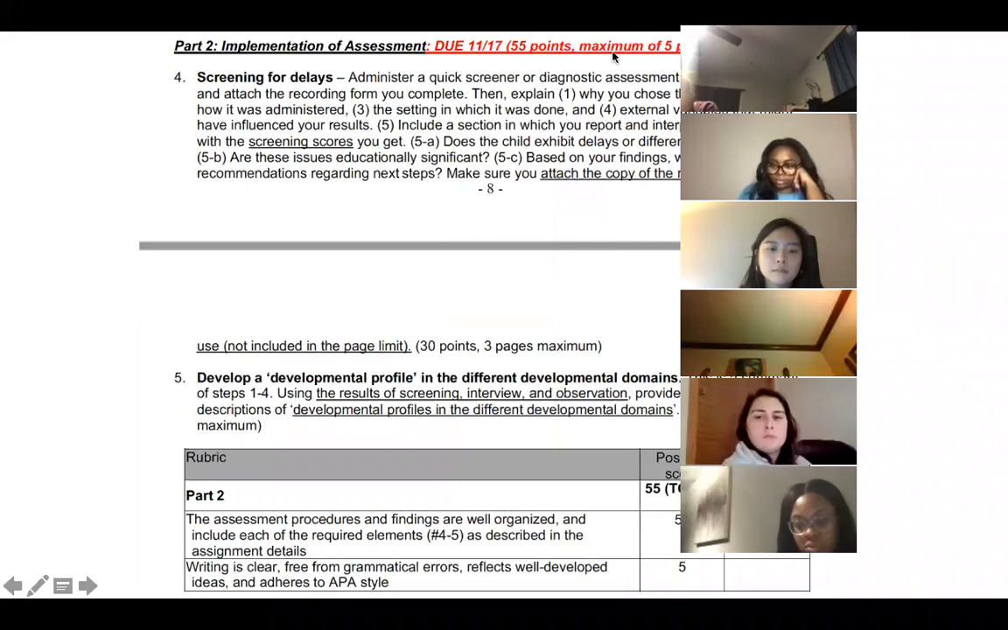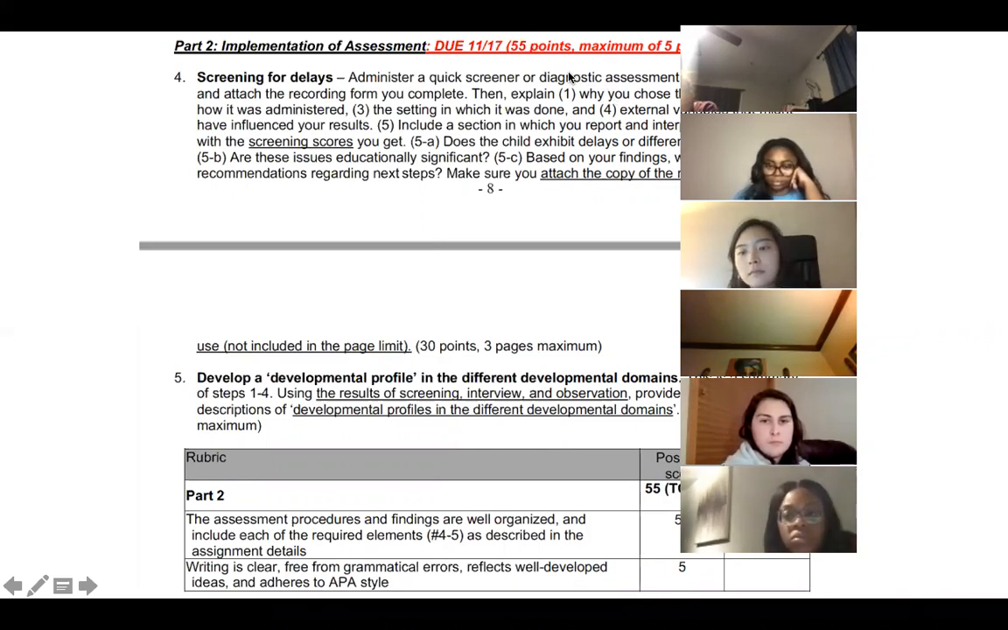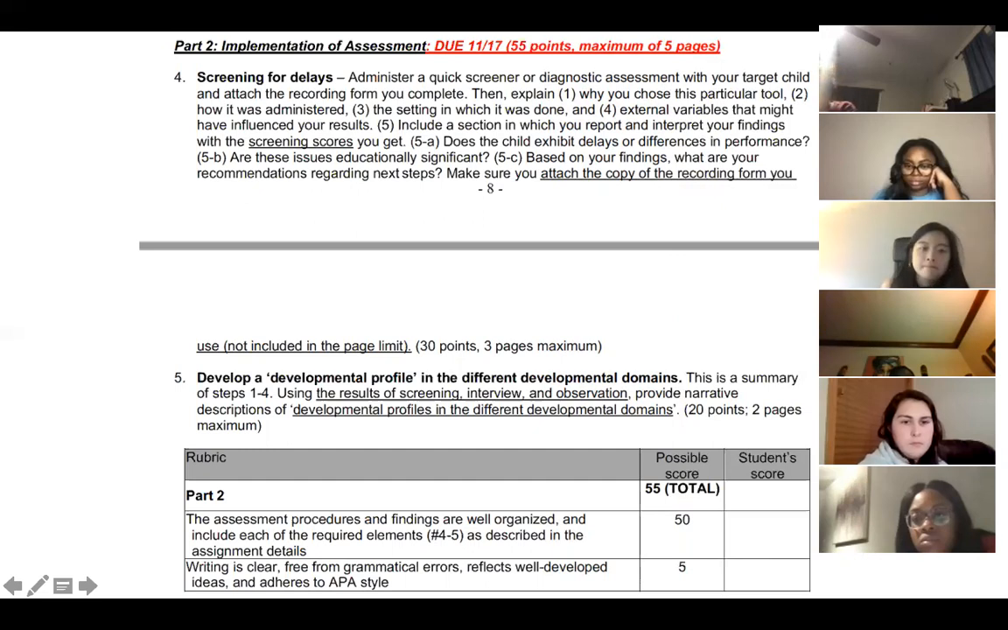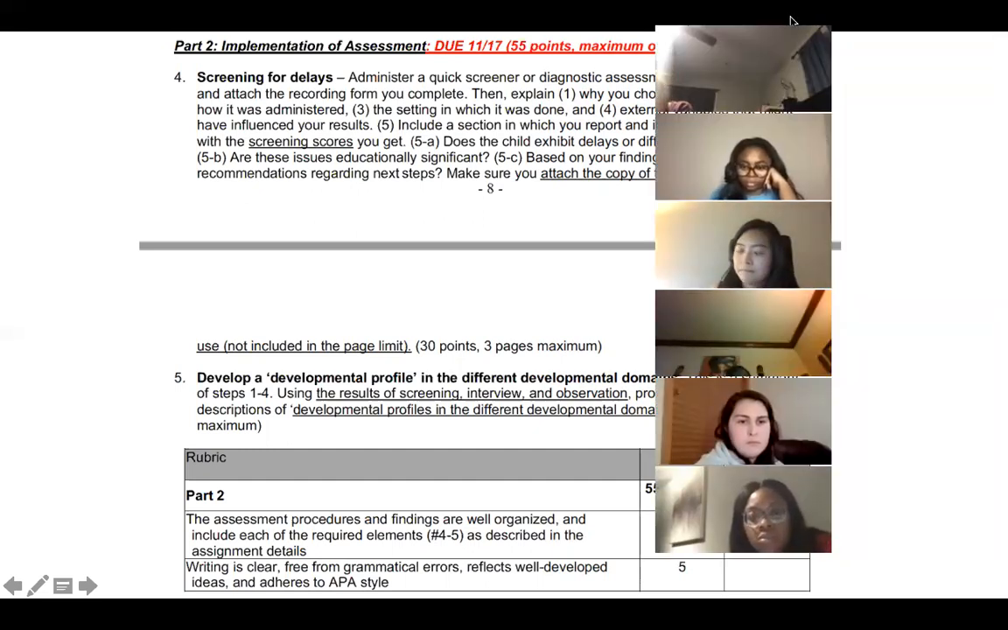Make sure you meet the maximum of 5 pages, double spaced, so it's not going to be so hard to reach 5 pages. That's all you need. Make sure you attach the recording form you have used. You don't have to attach the whole recording form. Like the violin one, you have more than 15 pages, right? You don't have to scan them. Just the first page, demographic information, and the last page, the total score. That should be okay.